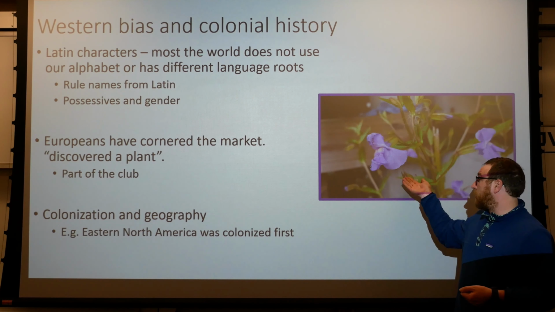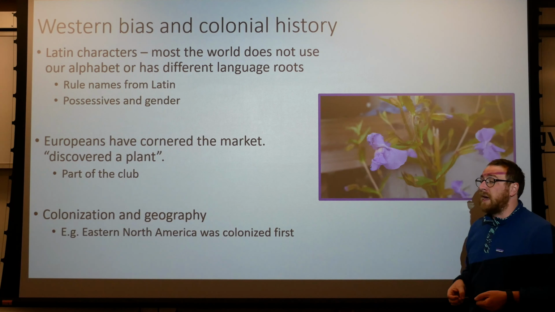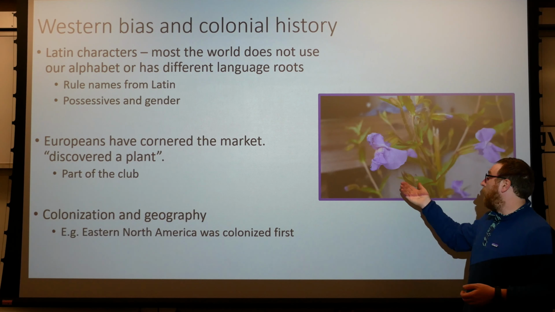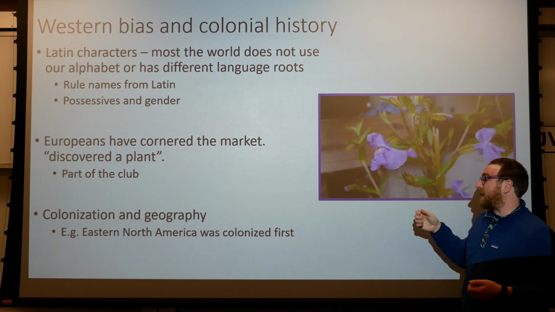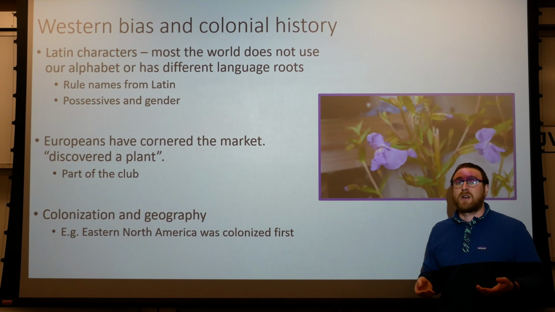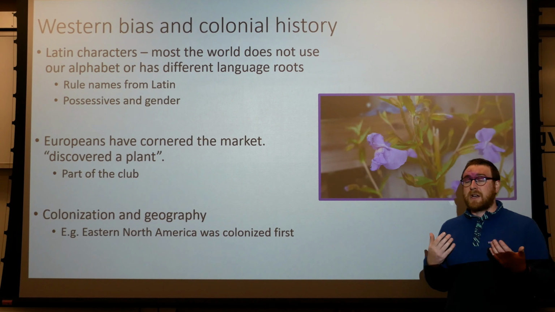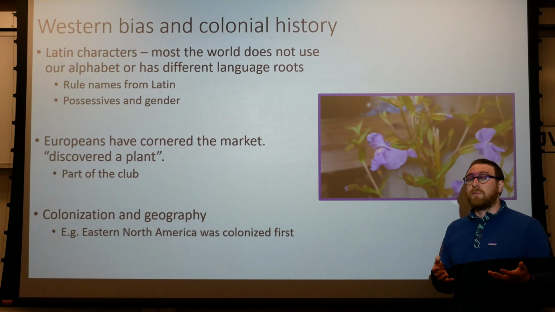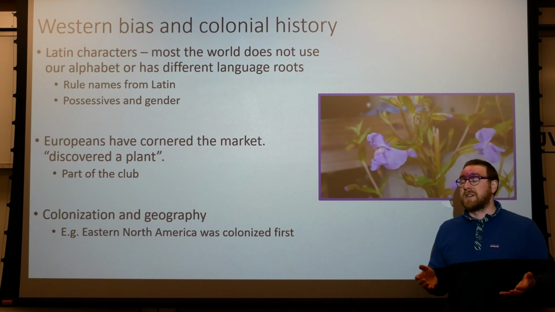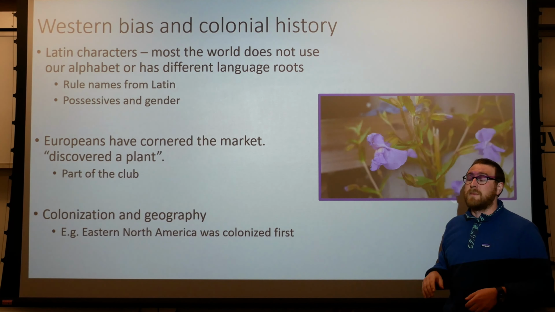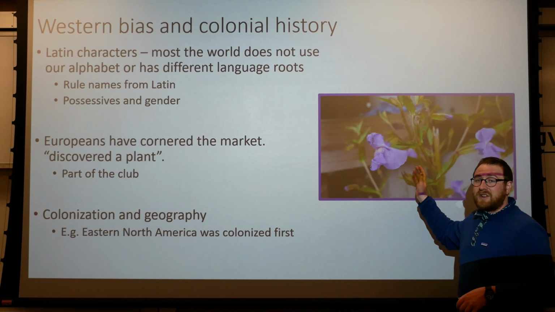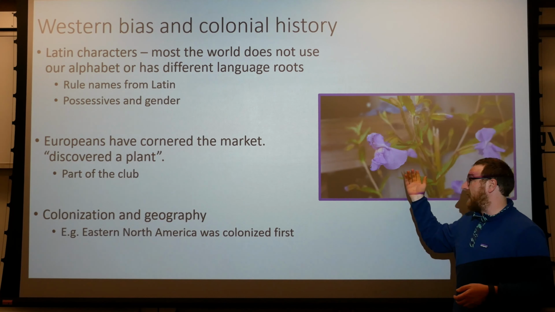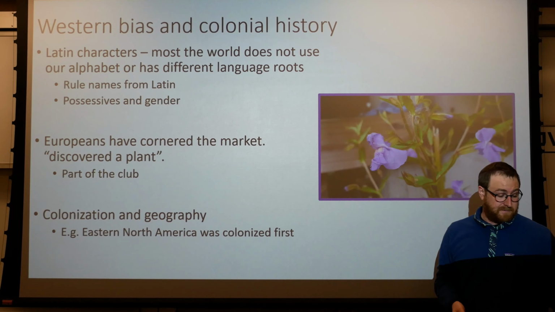In fact, one of the groups I study, monkey flower here, is a very diverse group of hundreds of different species. But there is one aberrant species that grows on the east coast of North America, which was colonized first. Because of particular rules, all those different species that used to be called Mimulus can no longer be called Mimulus, and we have to only call this one Mimulus, just because Europeans got to Eastern North America first and happened to collect this and put it into a museum.